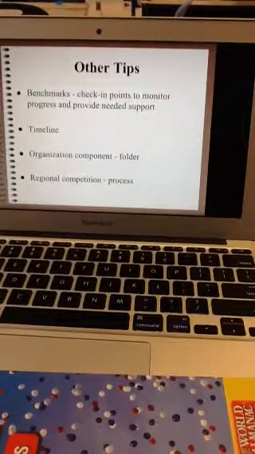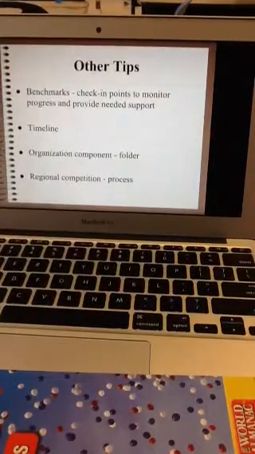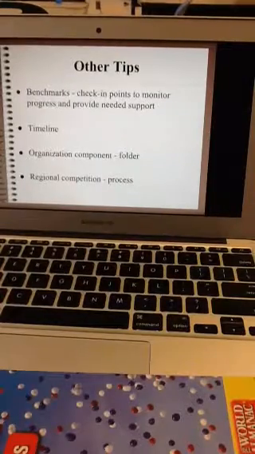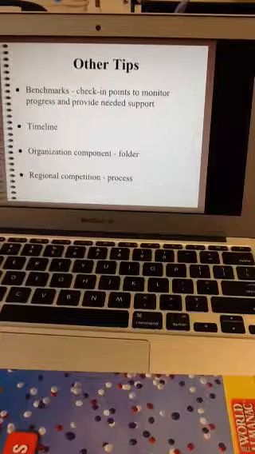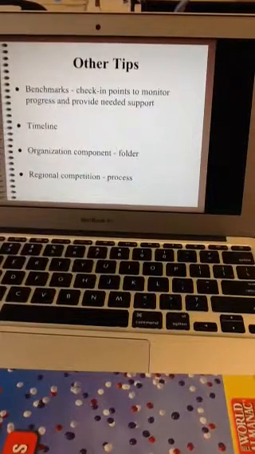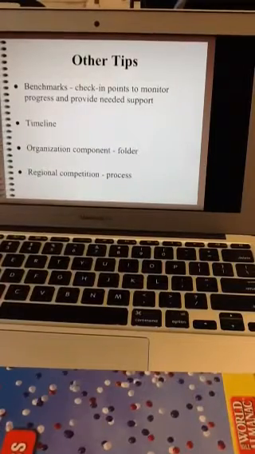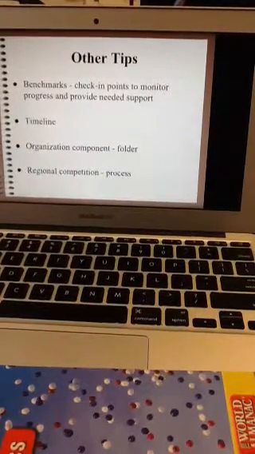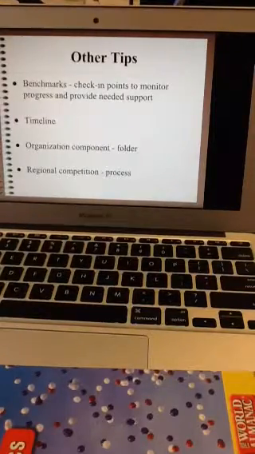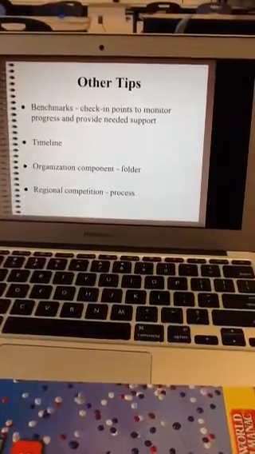So the categories again would be, or are, website, paper, performance, documentary, and exhibit. And again, all those can have group components, 2 to 5 students, or they can work individually except for paper. Historical paper needs to be just an individual.